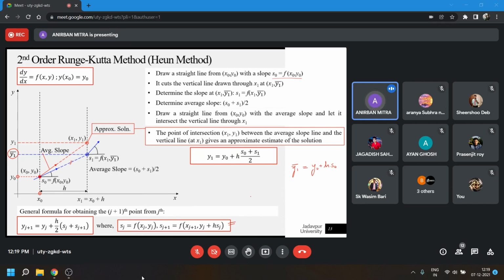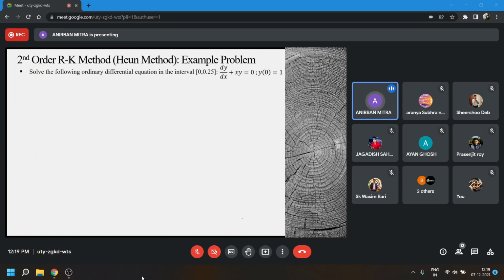So this is the formula for the Heun method or second order RK method. Any questions from here? No, sir. Okay. So let's move forward and try to solve this problem.